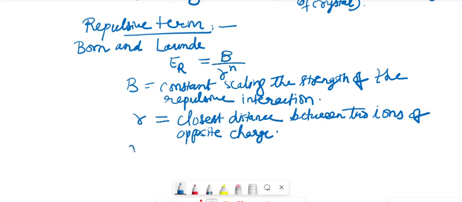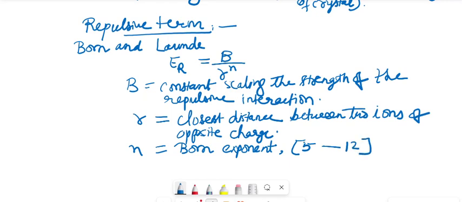And n here, this exponent n, is said to be the Born exponent. It is a number ranging from 5 to 12. It can have many values ranging from 5 to 12.